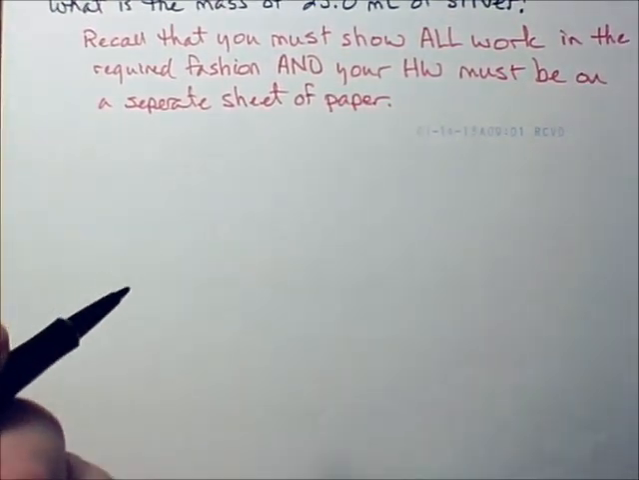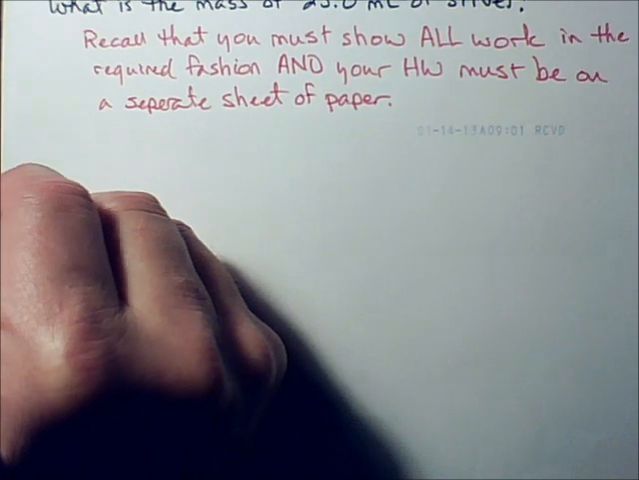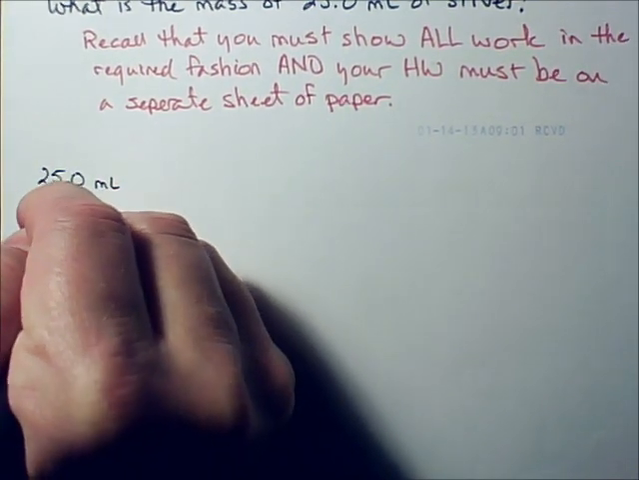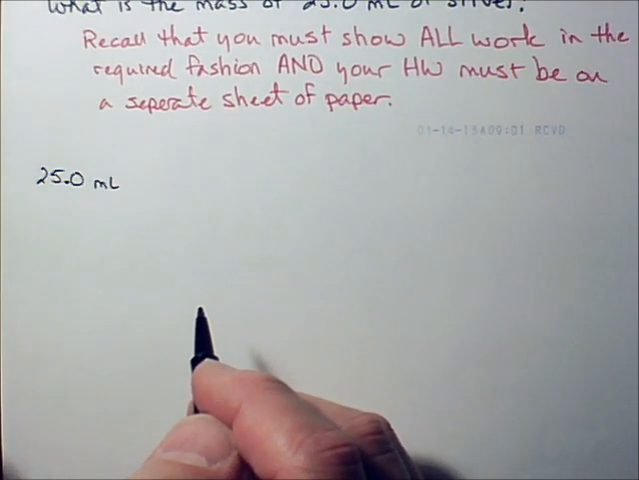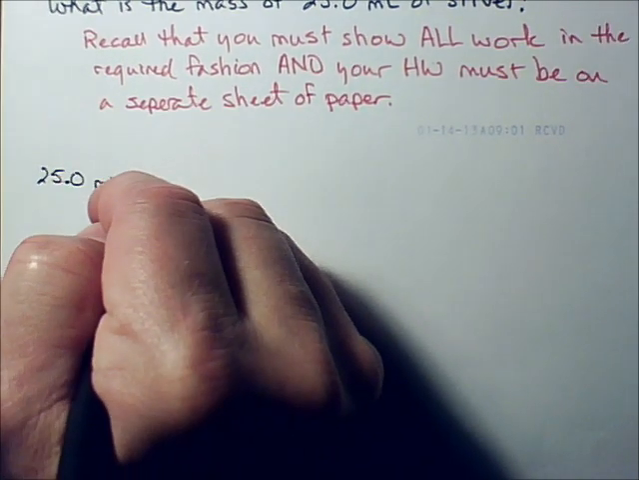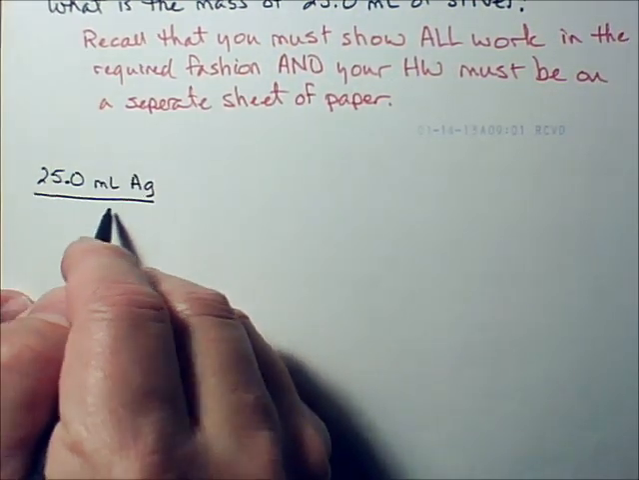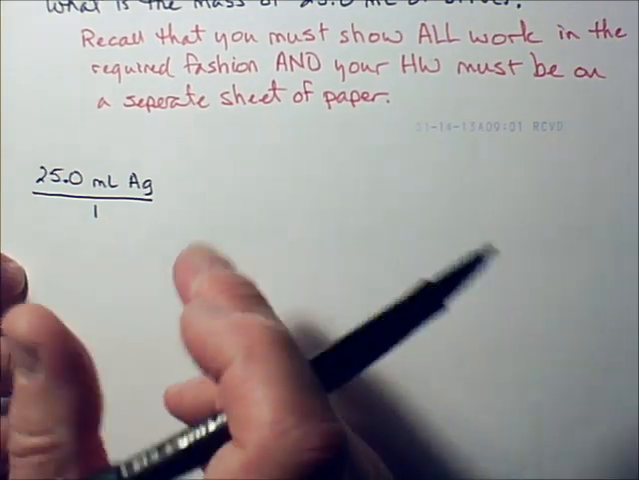All right, so we're starting with 25.0 milliliters of silver. 25.0 milliliters, and the symbol for silver. Anybody know the symbol for silver? Good. I gave it to you, didn't I? Okay, Ag. So that makes it a little bit easier than writing out the whole word silver, and that's your starting amount. So you're always going to put that over 1.